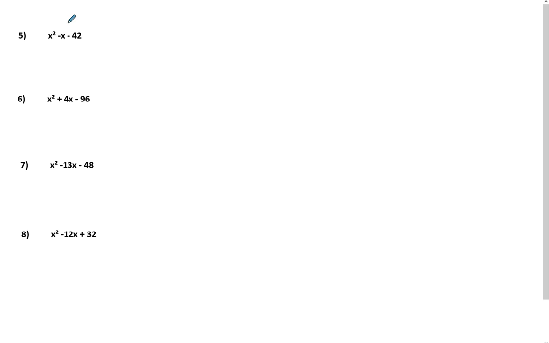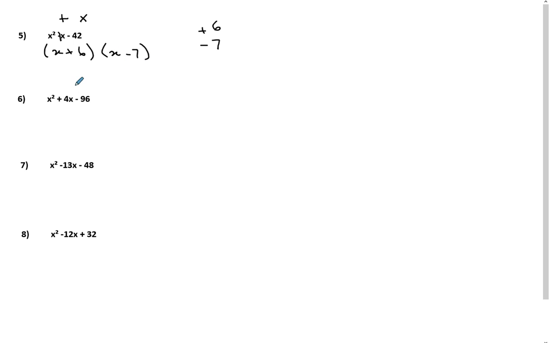So two numbers that add to give, so that's a 1, so have a difference of 1, and multiply to give minus 42. So you know one's a positive, one's a negative. Factors of 42 that have a difference of 1, again a small difference. So you're thinking of the times tables, and minus 7, plus 6. So you've got x plus 6, x minus 7.